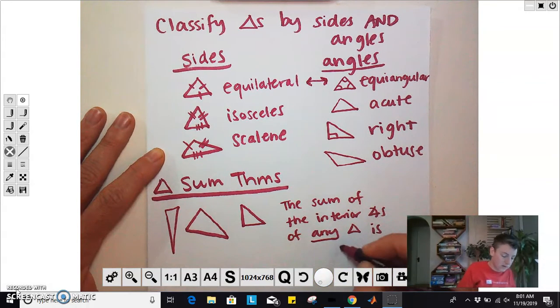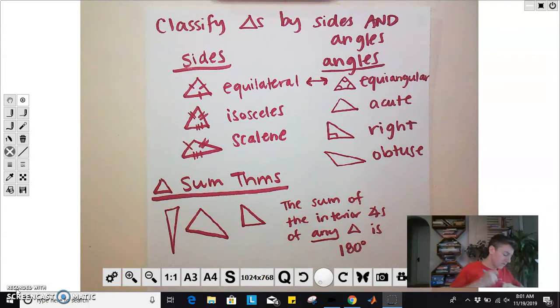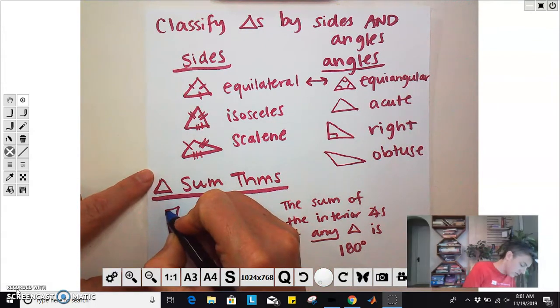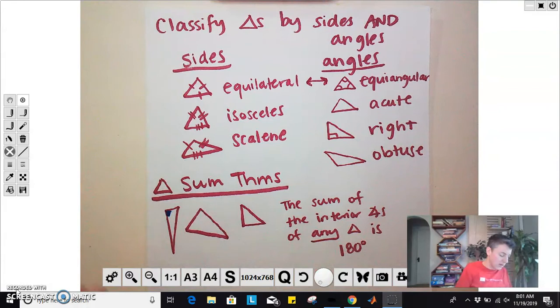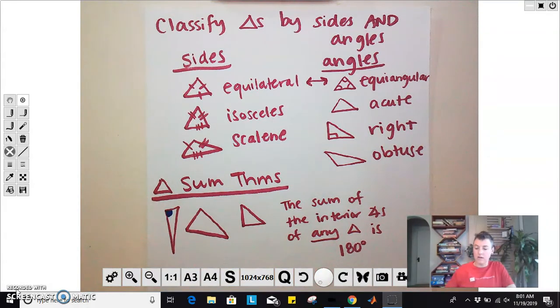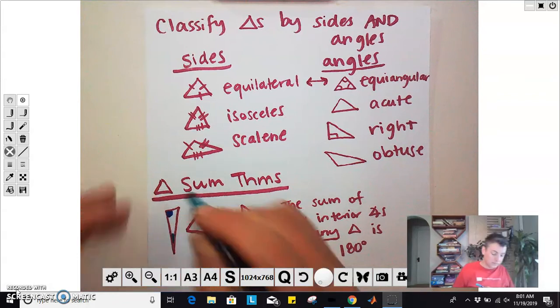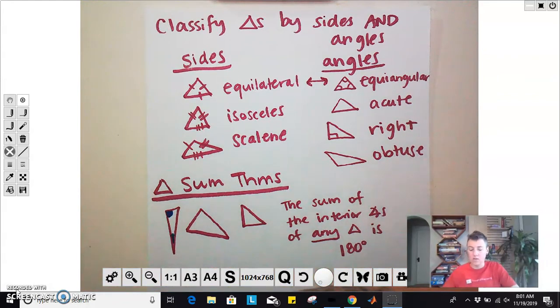is 180 degrees. Alright, let's get some more colors up in here. So, got my blue angle here. Got my green angle here. Got my orange. It's a weird color combo. It's all good.